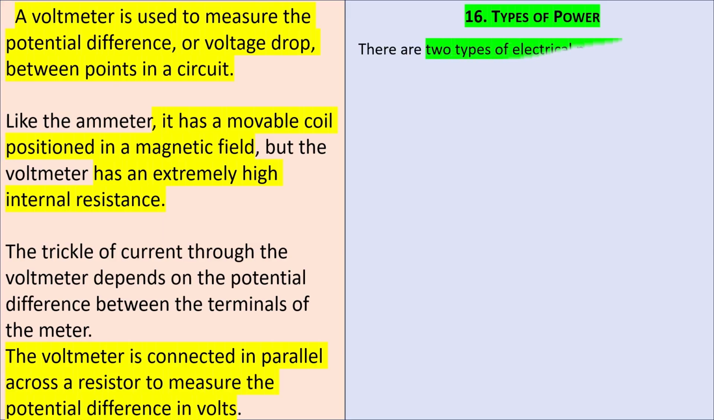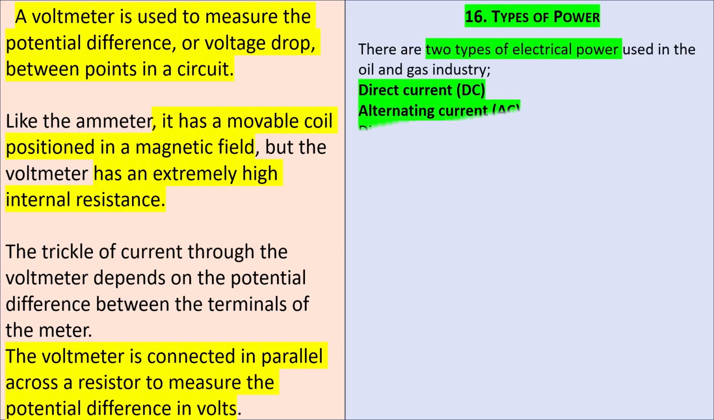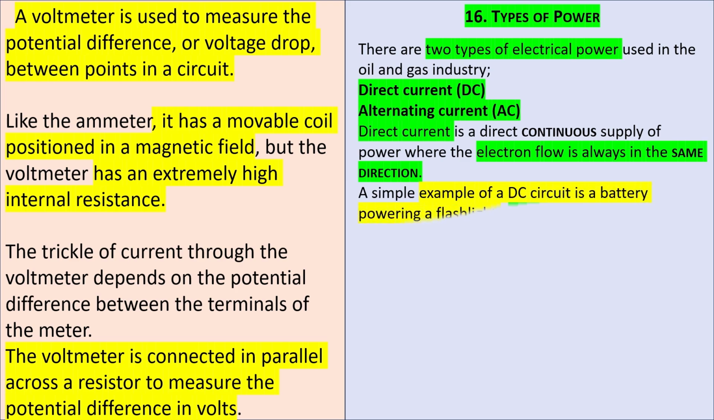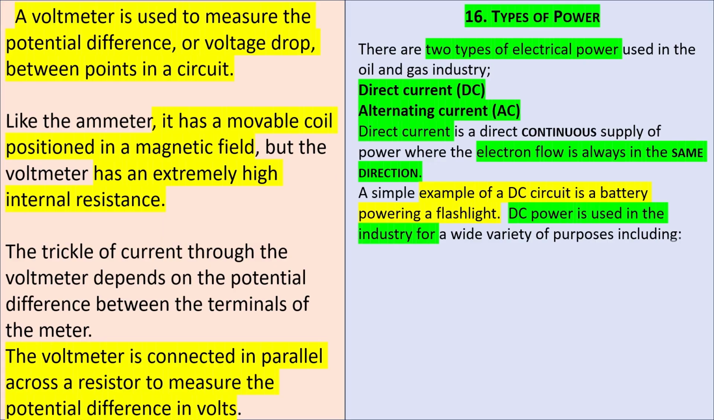Point 16, types of power. There are two types of electrical power used in the oil and gas industry: direct current, DC, and alternating current, AC. Direct current is a direct, continuous supply of power where the electron flow is always in the same direction. A simple example of a DC circuit is a battery powering a flashlight.